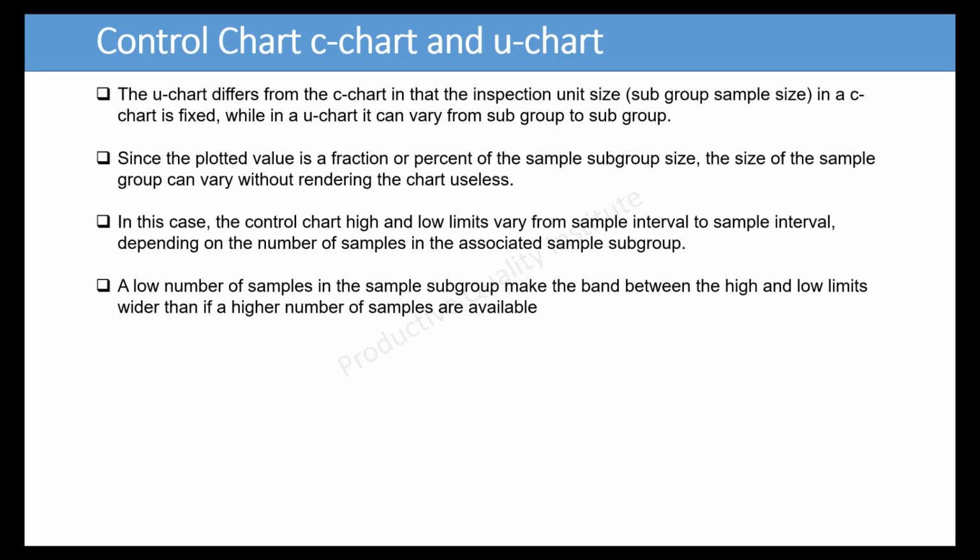The U chart differs from the C chart in that the inspection unit size, the subgroup sample size, in a C chart is fixed, while in a U chart it can vary from subgroup to subgroup. Since the plot value is a fraction, or percent, of the sample subgroup size, the size of the sample group can vary without rendering the chart useless. In this case, the control chart high and low limits vary from sample interval to sample interval, depending on the number of samples in the associated sample subgroup. A low number of samples in the subgroup makes the band between high and low limits wider than if a higher number of samples are available.